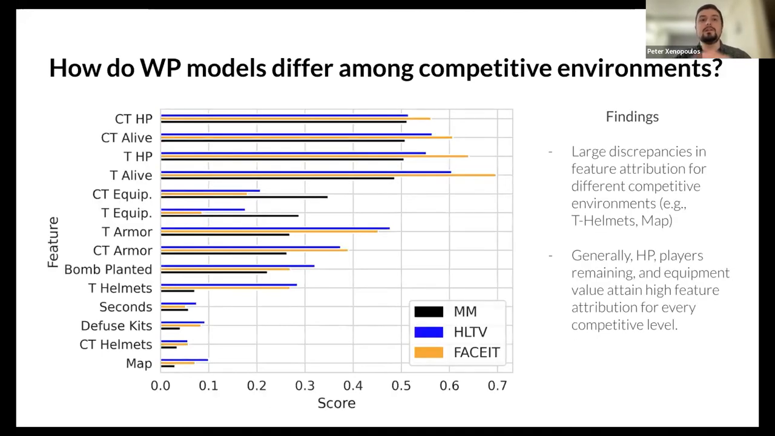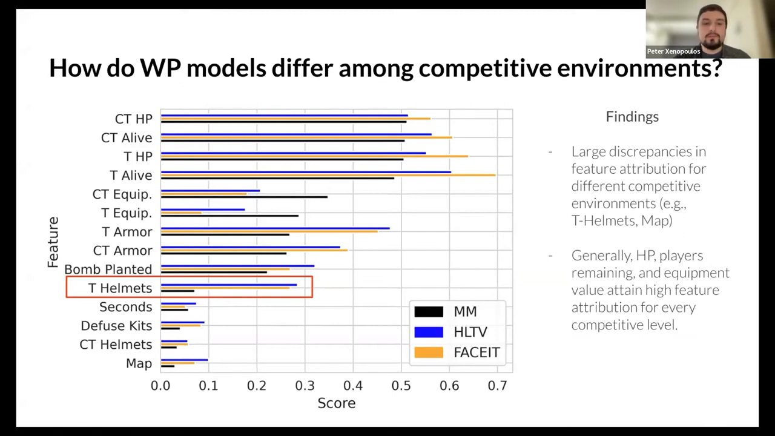The first finding has to do with the global feature importance. Globally, and this is not a really big surprise, things like the team's HP, how many players are alive, and their equipment value are very, very important. They have high feature contributions. This is no surprise, really. Of course, the team that has more players alive and higher HP is more likely to win. But there are some interesting discrepancies. For example, if we look at the helmets, and this is the number of helmets on the T side, what's interesting is that for both the semi-pro and pro, this has a much higher feature contribution than it does in the amateur environment.